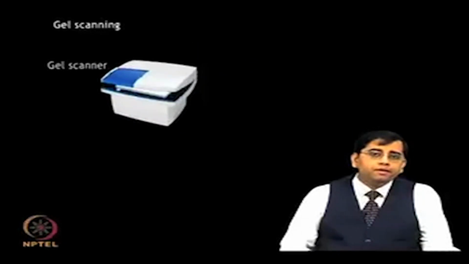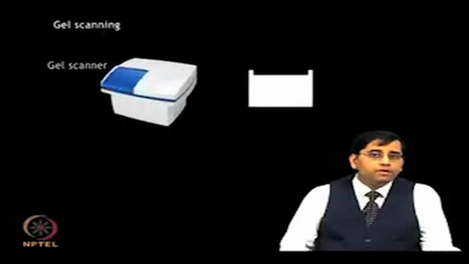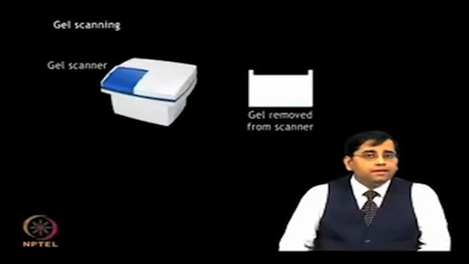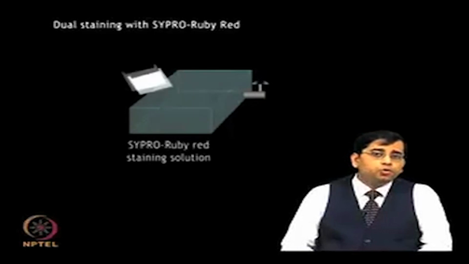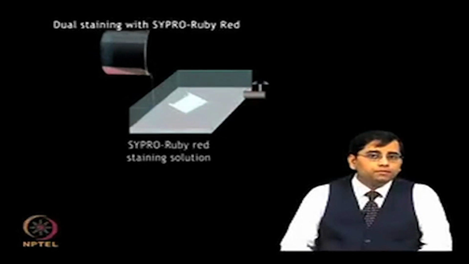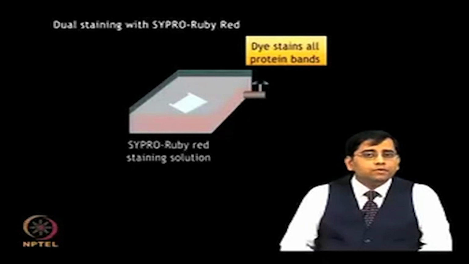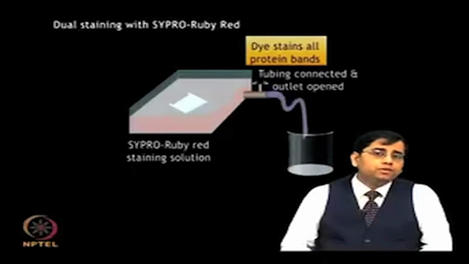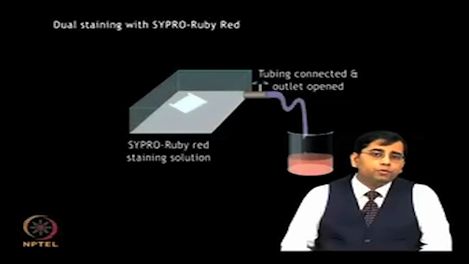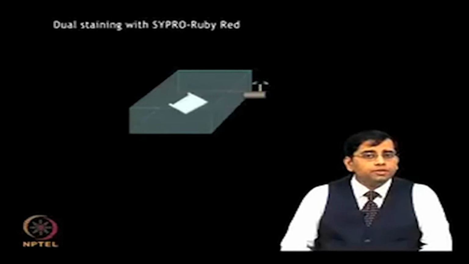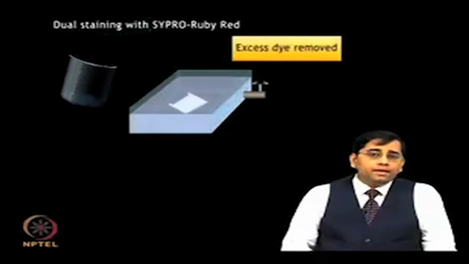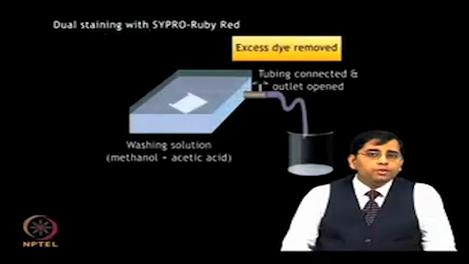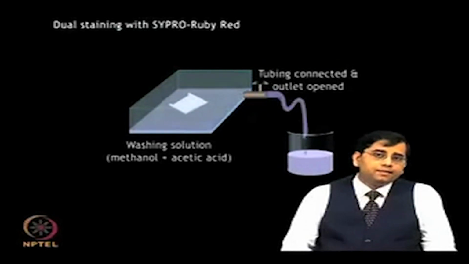The image can be saved and the gel is removed from the scanner for treatment with the second stain, a procedure known as dual staining. This gel is placed in SYPRO Ruby red fluorescent dye solution. This dye stains all the protein spots present on the gel, thereby providing a total protein image with sensitivity down to nanogram level. Excess dye can be washed off using methanol and acetic acid.